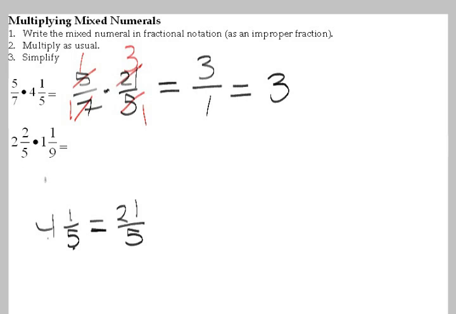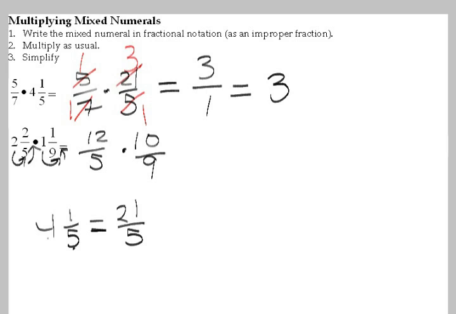Here's another example. 2 and 2/5 times 1 and 1/9. So we need to convert these mixed numbers into fractional form. So we're going to take the whole number and multiply. 2 times 5 is 10, plus 2 is 12. So this will be 12/5. And then we also need to convert 1 and 1/9. 1 times 9 is 9, plus 1 is 10. So this will be 10/9.